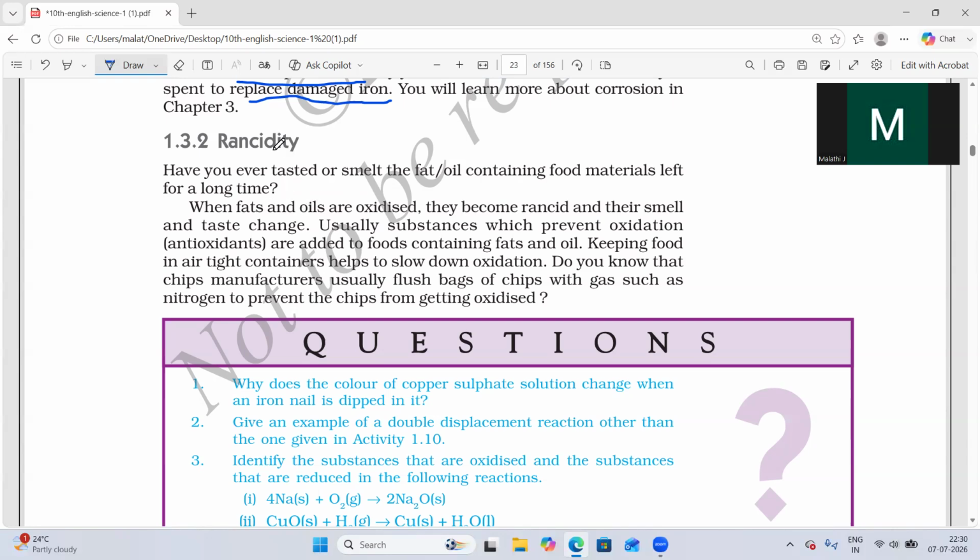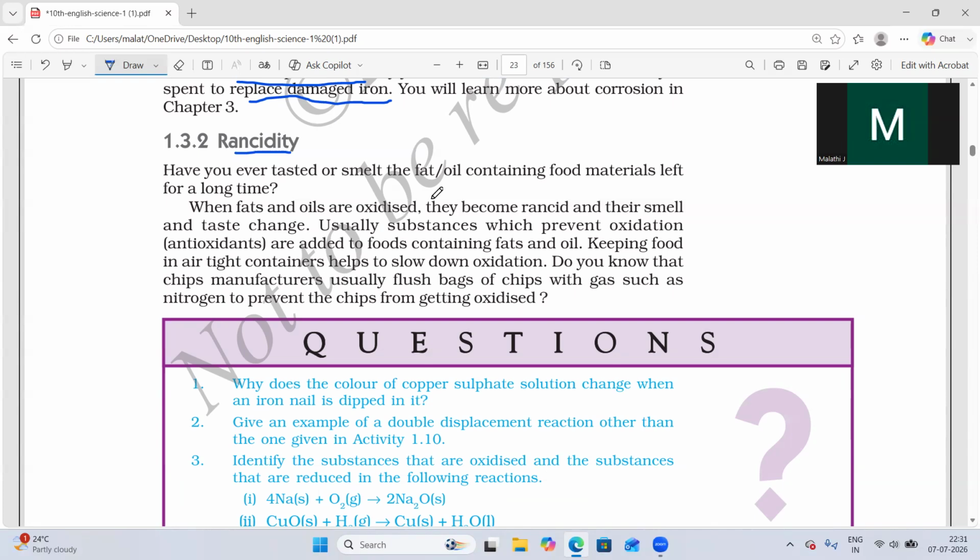That is called rancidity. Rancidity means that when fats and oils react with oxygen, or undergo oxidation, their smell and taste change. This process of spoiling food by changing its taste and smell, after reacting with atmospheric oxygen, is called rancidity. So what should we do to avoid this rancidity? One important question: how do you prevent rancidity?